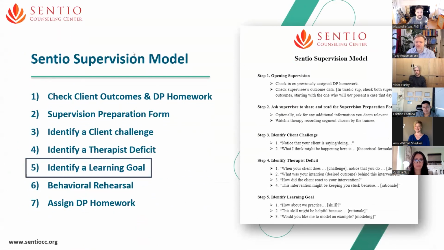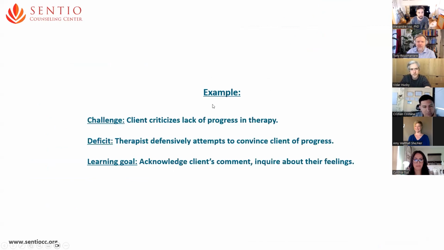All right. So let's imagine you as a courageous supervisor have checked the client outcomes. Your trainee has brought a preparation form. You've identified a client challenge to focus on, something concrete the client is doing that you want to focus on. You've identified a therapist deficit, meaning what the therapist is doing that is keeping them stuck. Now we're getting to the really good stuff. Now, as a supervisor, we need to collaborate with the trainee to identify a learning goal. This is step 5 in our supervision model. So what is a learning goal? Basically, it's a fancy word for a clinical skill.